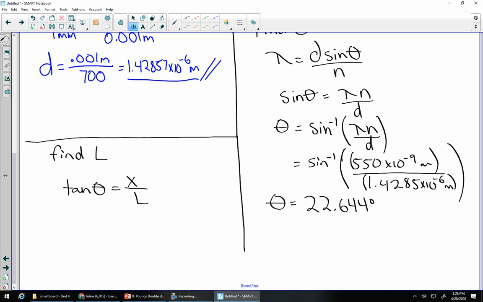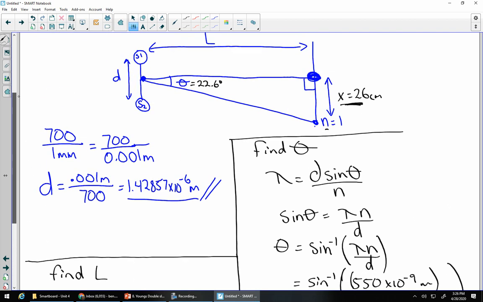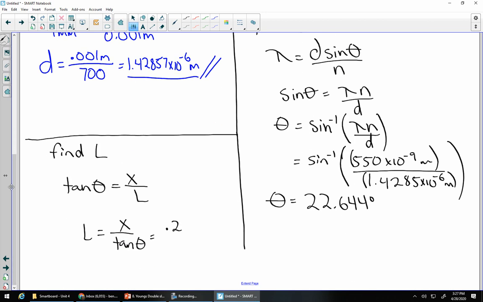Cool, from there, I just got to rearrange. L is equal to x over tan theta. So x was, what was it, 26 centimeters or 0.26 meters. And tan theta is the tangent of 22.644 degrees. Awesome. Take a second to plug that in. And we end up with 62 centimeters, or I guess realistically you would have got 0.62 meters, but 62 centimeters, the same thing.